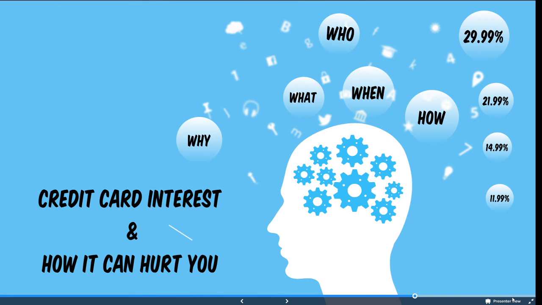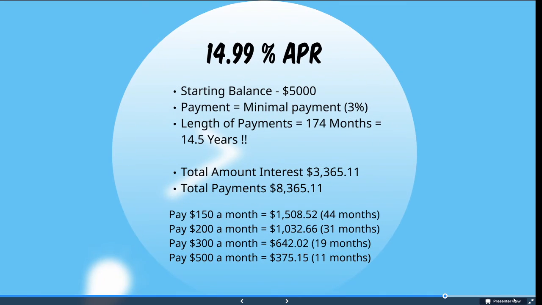So now let's look at 14.99%, which is basically 15%. With the same starting balance of $5,000, the minimum payment each month would make it so that it takes you 14.5 years to pay off the balance.